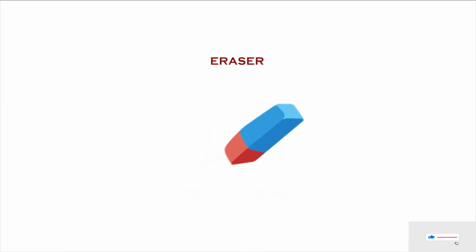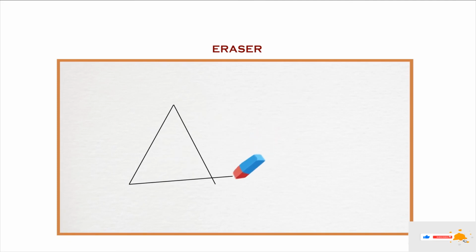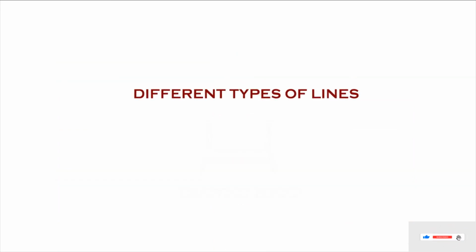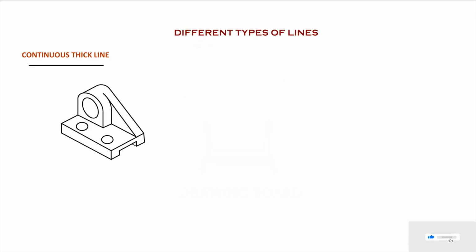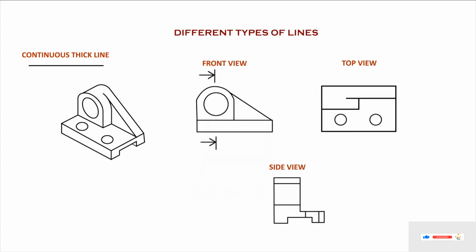Eraser. An eraser is used to remove lines or spots which are drawn by mistake or with wrong measurements. Next, we will see different types of lines used in drawing to indicate different parts of an object. Continuous thick line. This line is used to display outlines and edges of the main drawing.